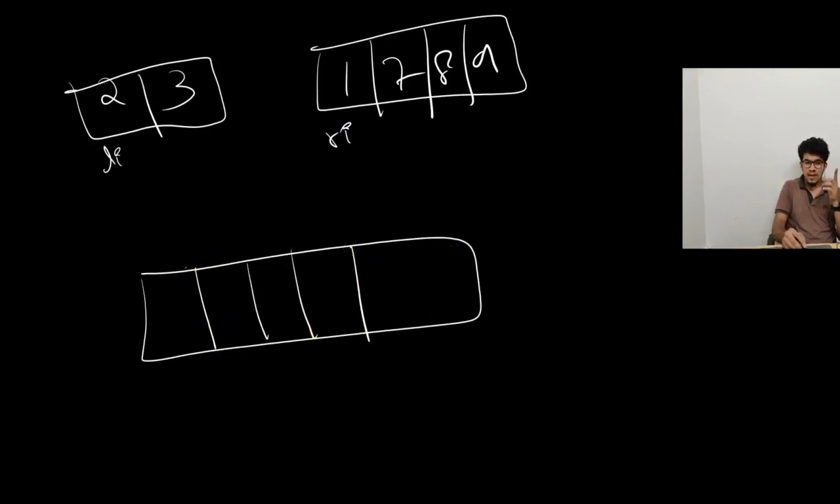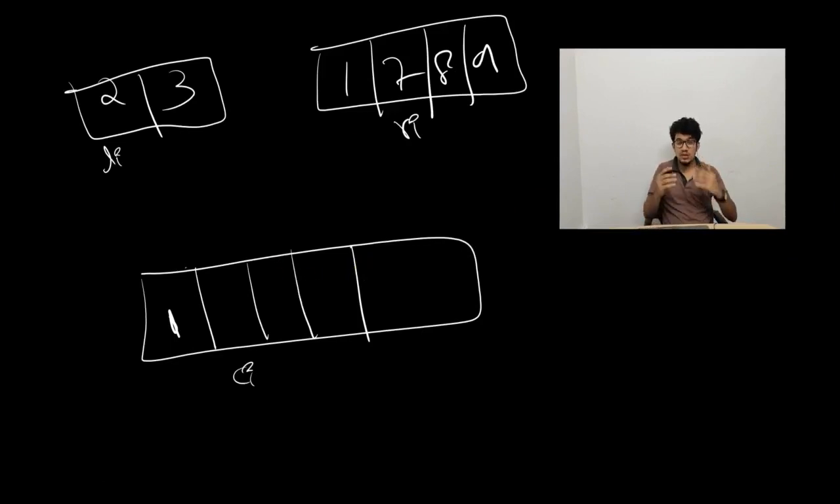Is Li small or Ri small? Ri is smaller. So this is my Ci value. Store the Ri value in Ci value, increment your Ri, right? And increment your Ci also. Yes, Ci is incremented. Is Ri small or Li small? Li is smaller. So now I am using that logic when both Li is less than Li dot length and Ri is less than Ri dot length.